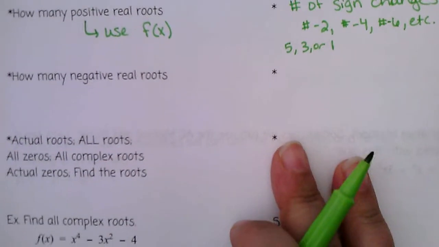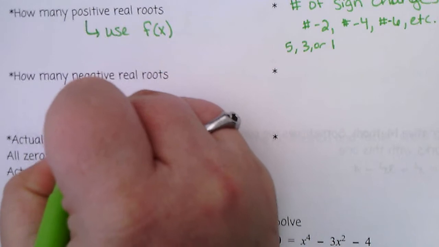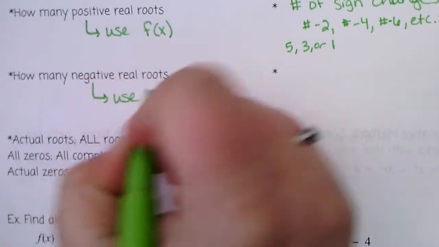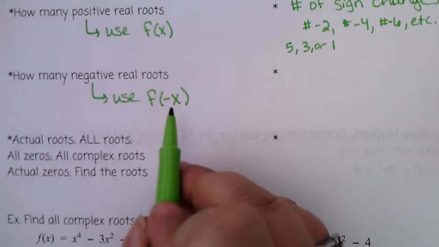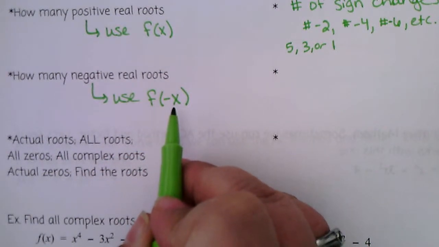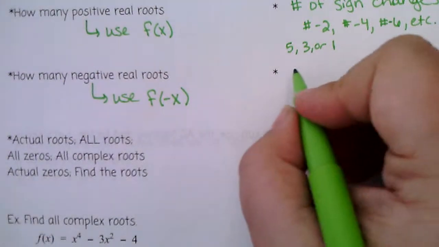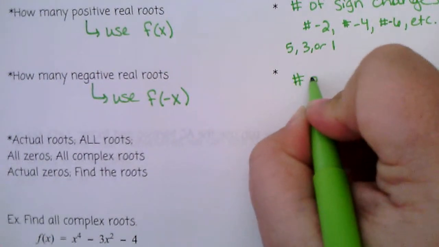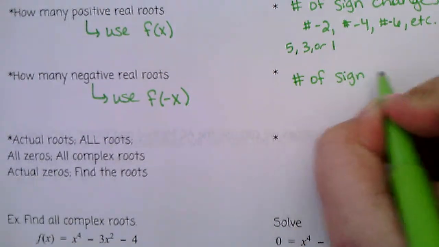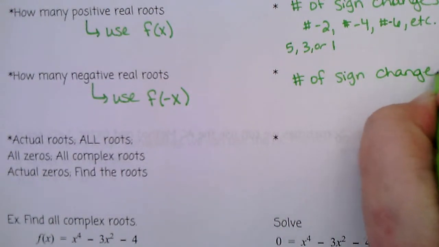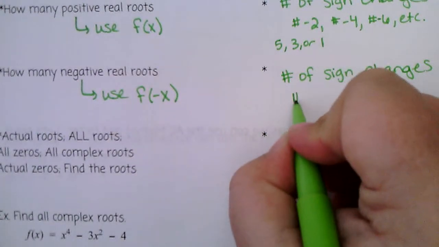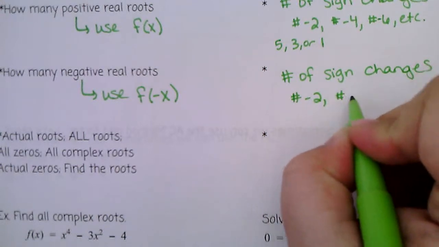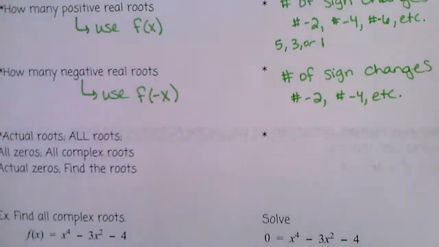Okay, the next one is the same type of thing, but for negative roots, we need to use f of negative x. And this is where we talk about if the degree is odd, it will change its sign. If the degree is even, we will keep its sign. Okay, but then this is still the number of sign changes, but on this one, it's from f of negative x. And then same thing, you take your number and subtract 2 or subtract 4 until you get to zero or a negative number. Zero, you would still work.